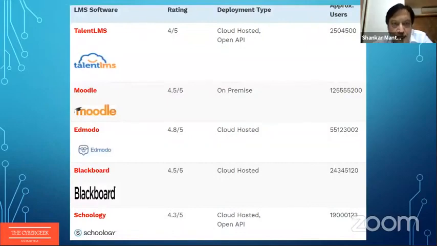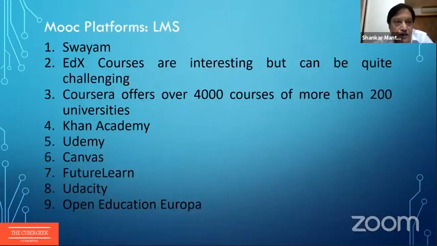Now, Talent MS has a rating of 4 out of 5. It is a cloud hosted open API, and you can see the number of users. Similarly, Moodle, you have Edmodo, Blackboard. Blackboard is another very popular LMS, a cloud hosted service, and so on. So Swayam, like I said, edX, Coursera, Khan Academy, Udemy, Canvas, FutureLearn, Udacity, Open Education Europa, they all provide you LMS services along with content.